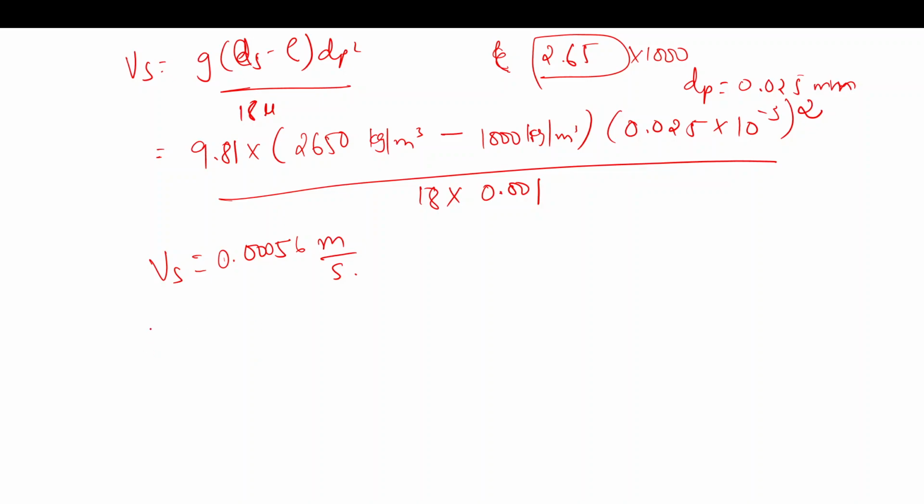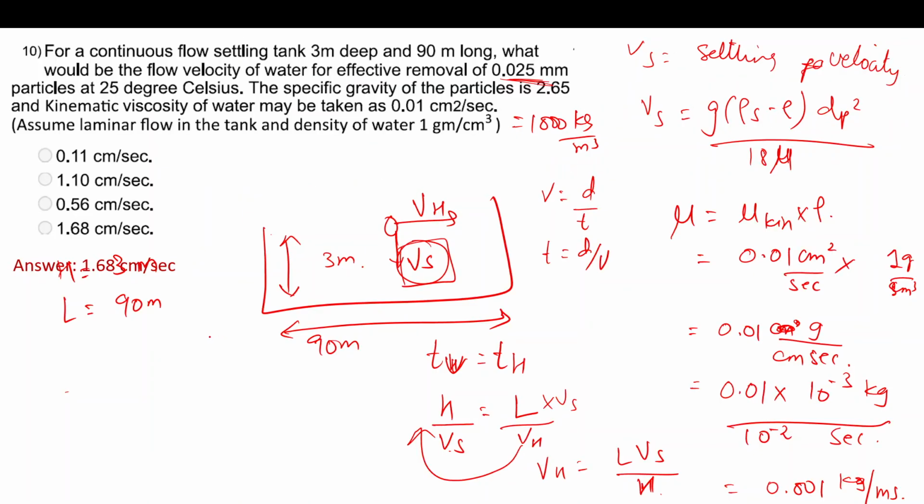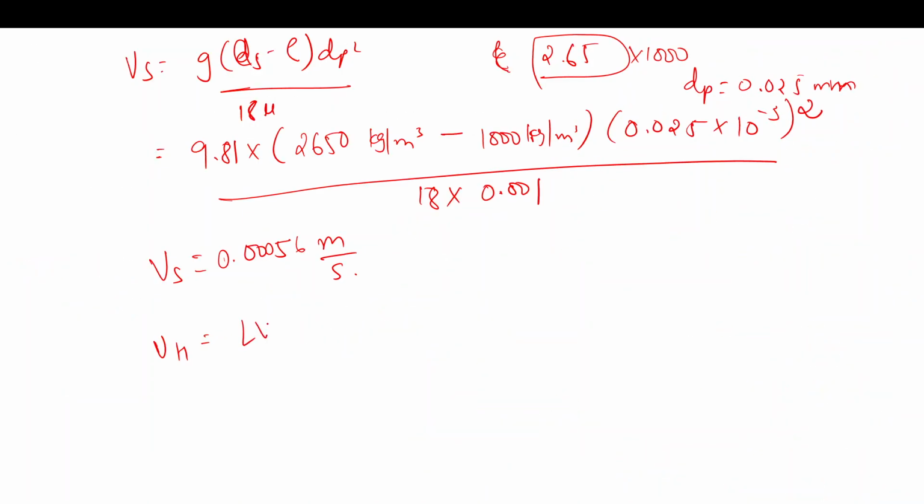Now Vh is what we derived: L into Vs divided by h. If we substitute each and every value, L is 90, Vs is 0.0056, and h is 3, right? If you substitute this, you will get 0.0168 meter per second.